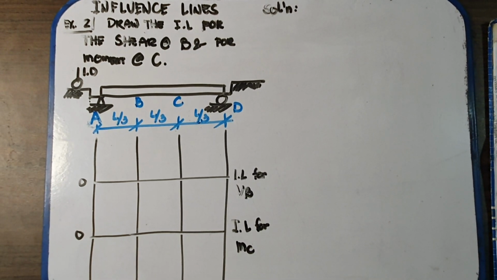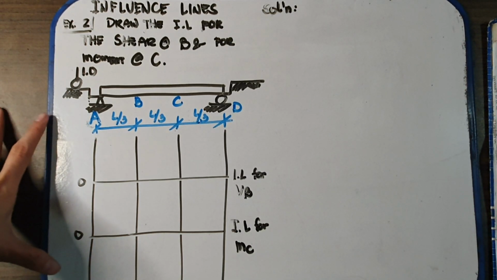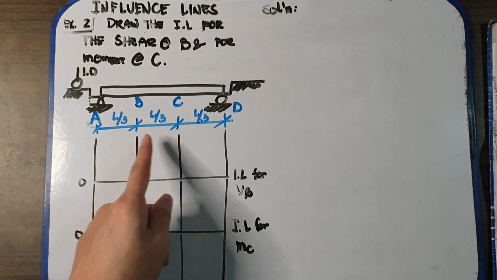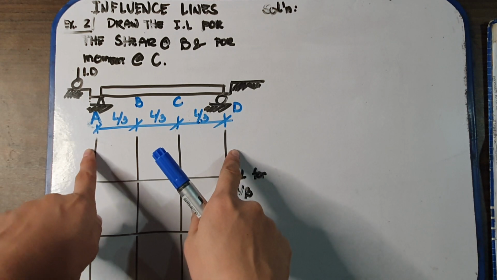Example number 2, we have to draw the influence line for the shear at A and for the moment at C. So this is the given problem or figure. So we have 1 unit load and then the span L over 3, L over 3, L over 3. So ibig sabihin this is span of L.